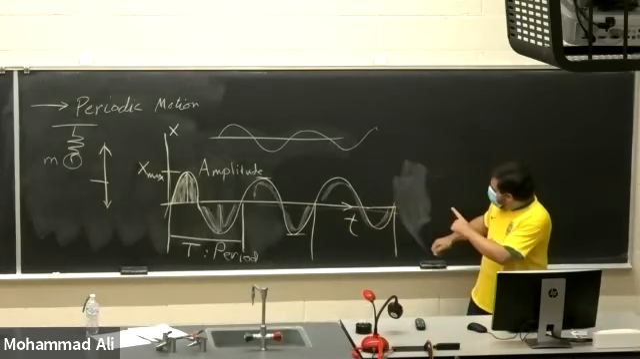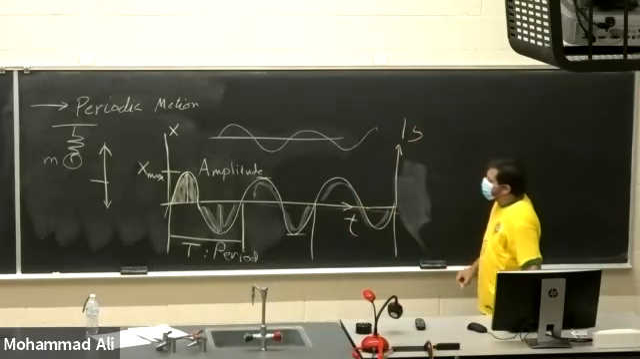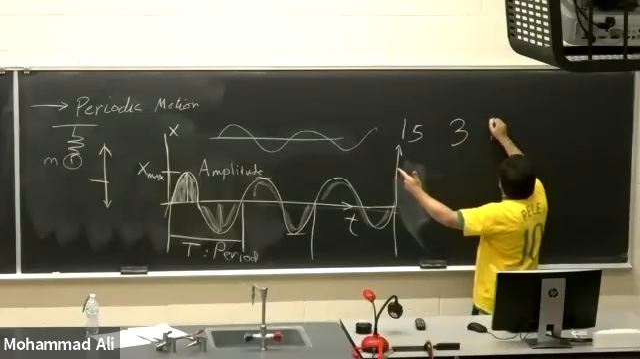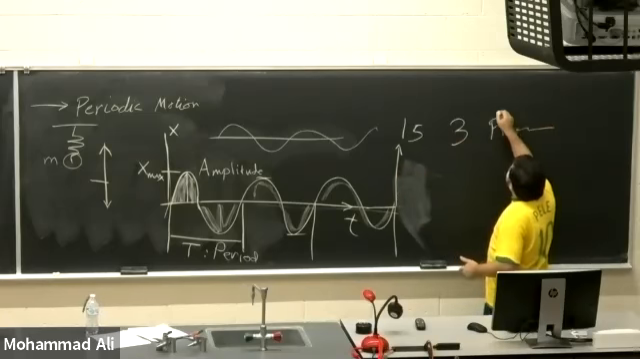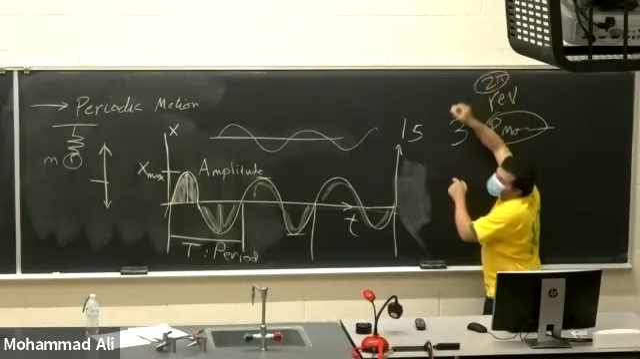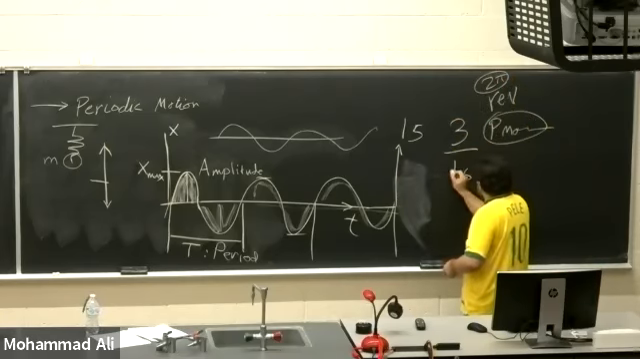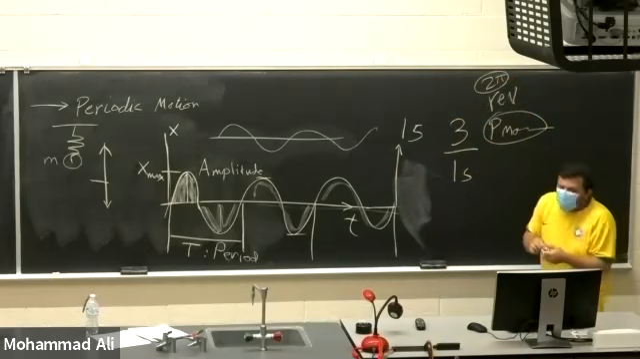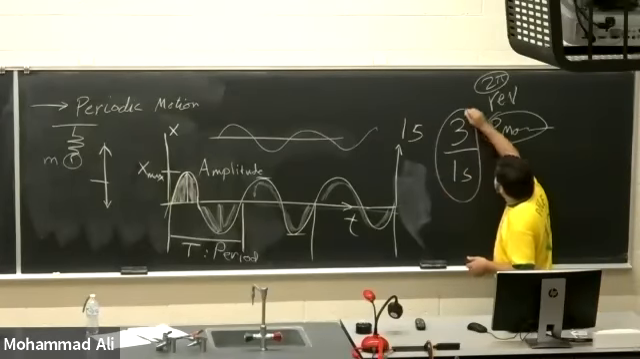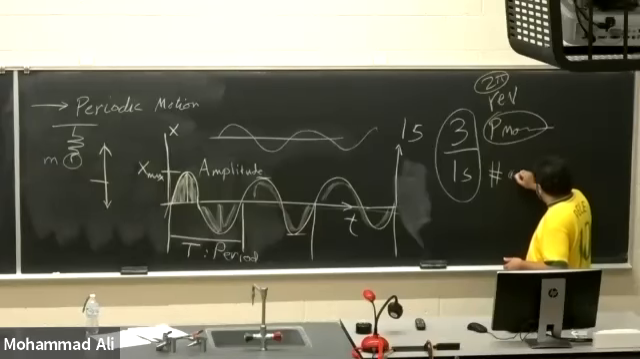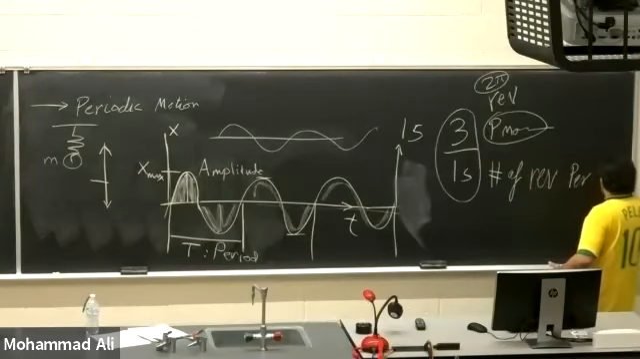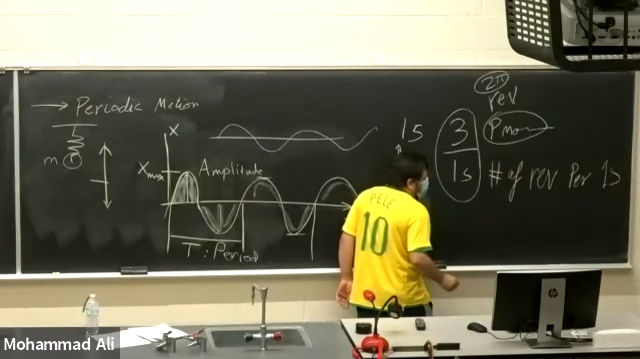For example, if the time here is 1 second, so I have 3 periodic motions or 3 revolutions or 3 total 2 pi rotations in 1 second. So our motion repeats itself 3 times in a second. This thing is called the number of revolutions per second, which is the frequency.